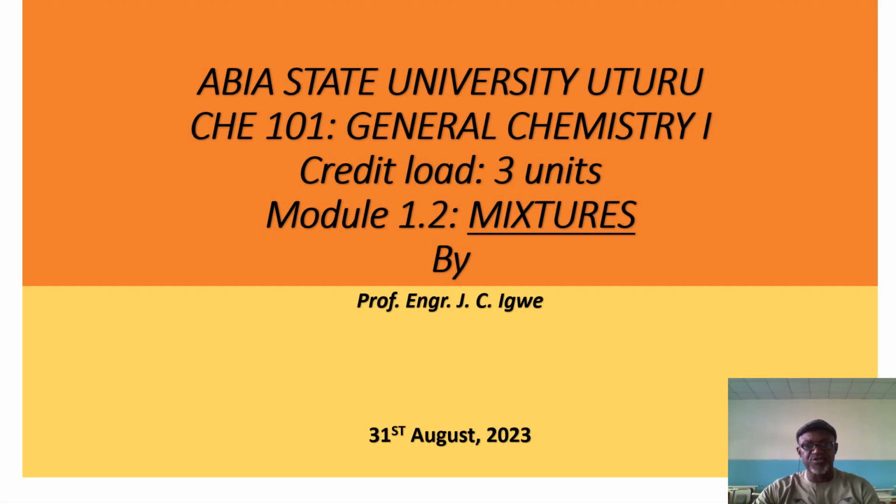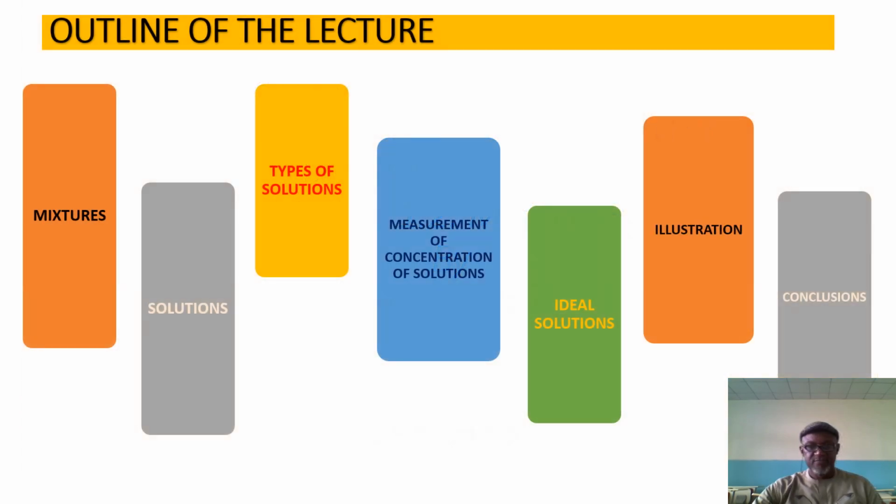So module 1.2, still under the first module. Like I said, we just broke it down into very short videos for it to make more sense and for people to understand. For this 1.2, we're going to look at mixtures. We'll follow this outline: the definition of mixtures, different types of mixtures, then we'll go to solutions, types of solutions, and some measurements of concentration of solutions, and then we'll look at ideal solutions, look at some illustrations, and conclude.